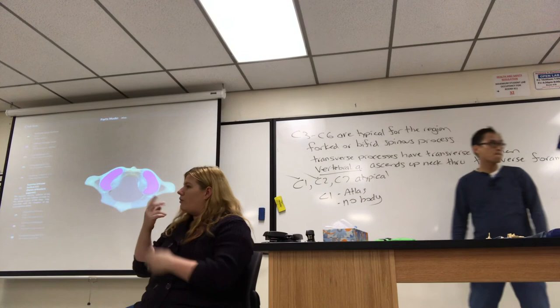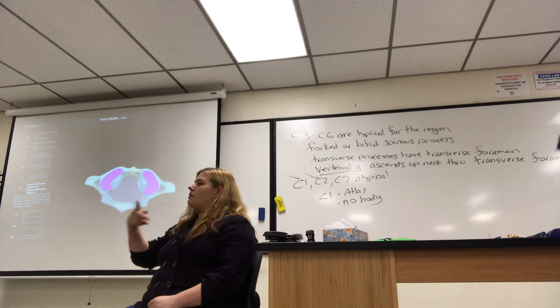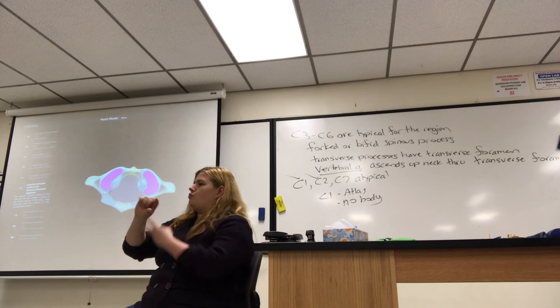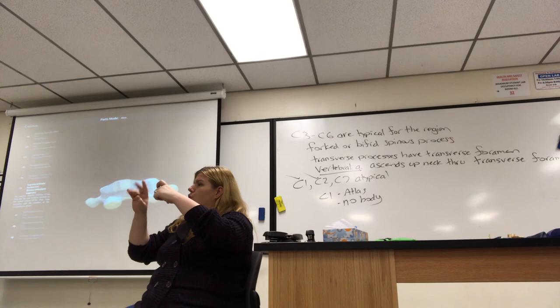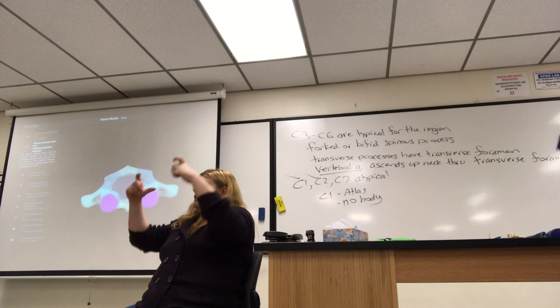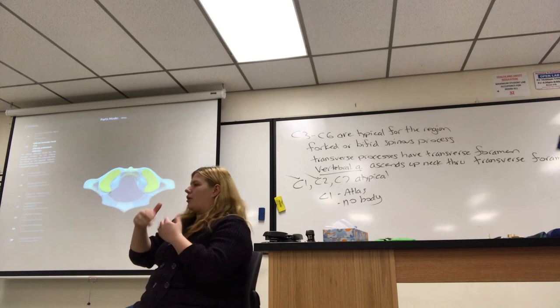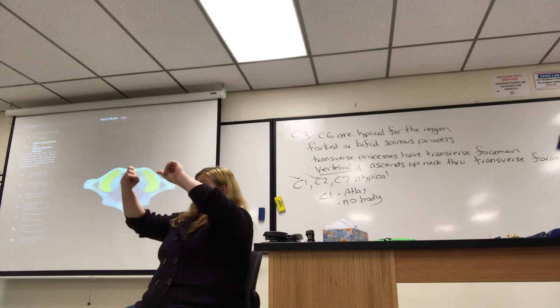What I have highlighted in purple are the superior articular processes. And these are important for me. This is how I tell the top from the bottom of this bone. If I see those big superior articular processes, and I compare them with the ones on the other side, see those inferior ones? They're kind of smaller and shaped differently. I know that's the superior aspect of the bone. Okay, so that's another feature. The superior articular processes, the facets are actually very large because they articulate with your skull.